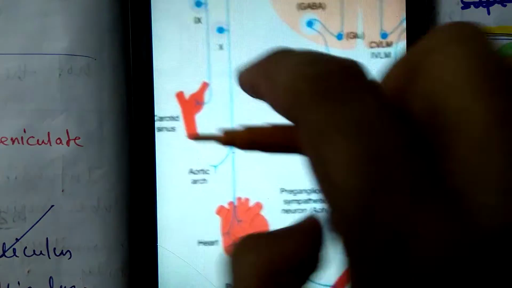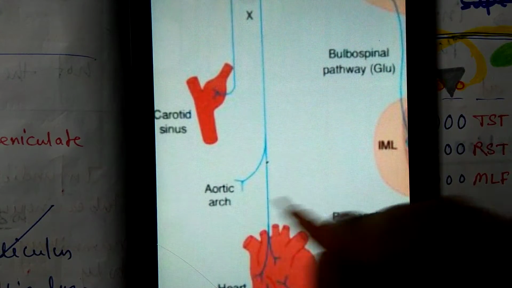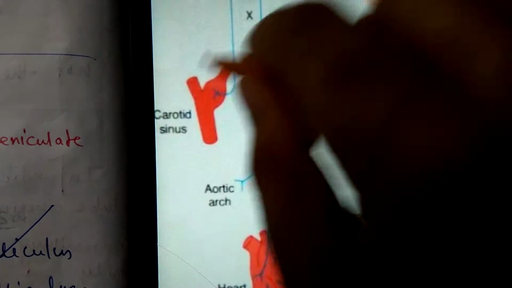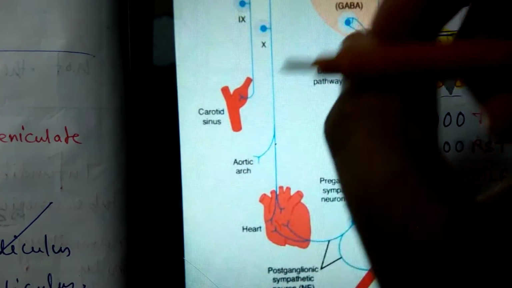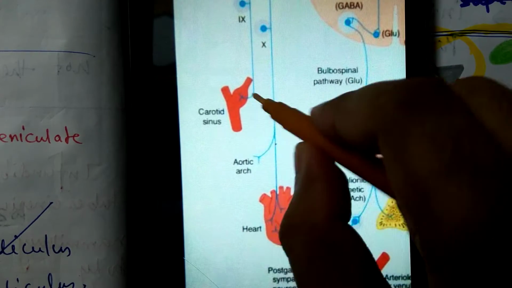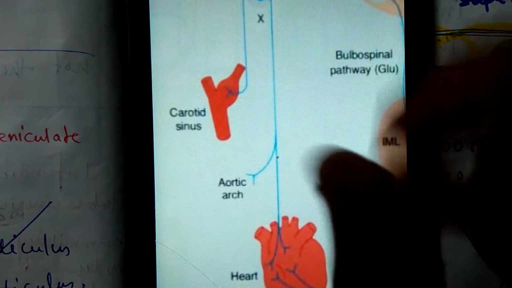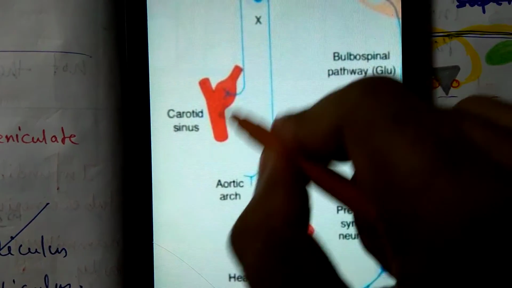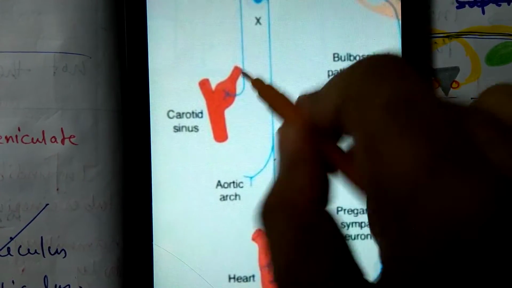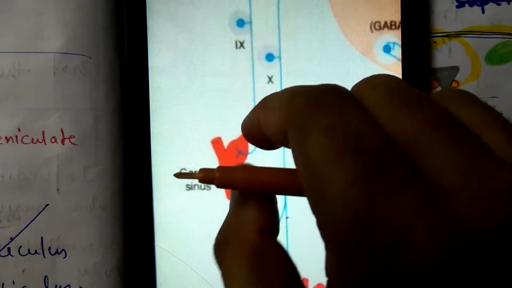Look, here is the carotid sinus. In the arch of the aorta there are also some baroreceptors, but now we are focusing on the carotid sinus. So blood pressure is increased inside the carotid sinus, causing distension of the wall of the carotid sinus, and this distension is sensed by the baroreceptors located in the wall of the carotid sinus. Which layer? Tunica adventitia.